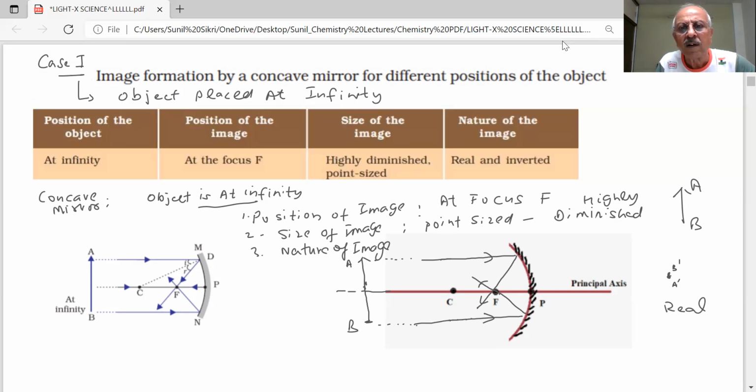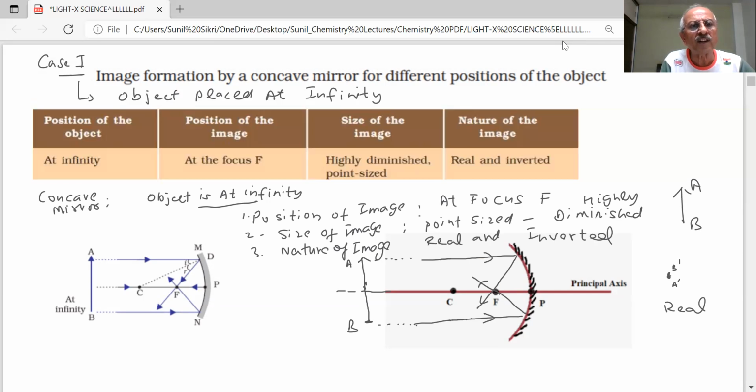Real and inverted. Is it clear? Can you draw this in the exam? Any doubt? This was case one.